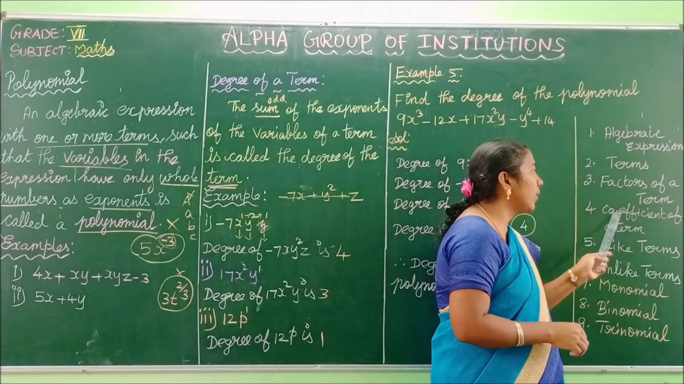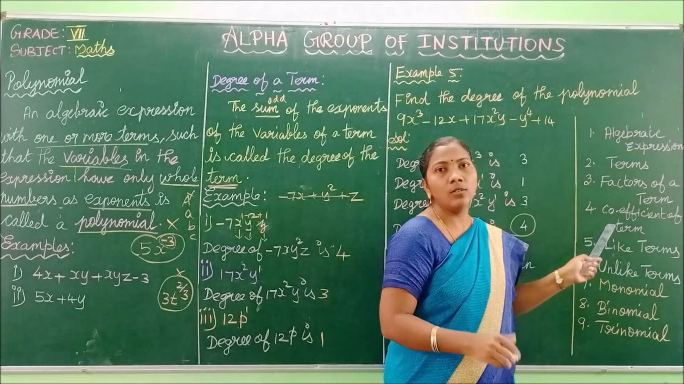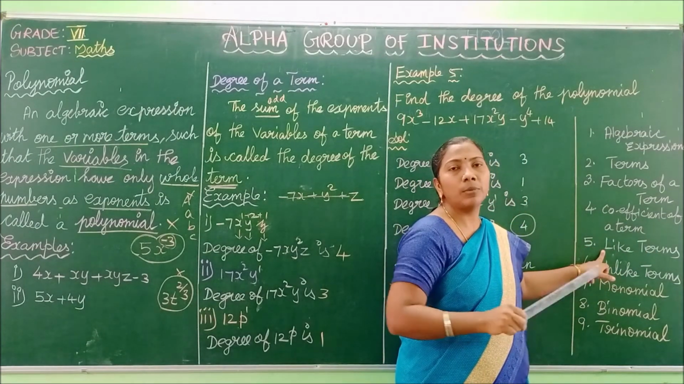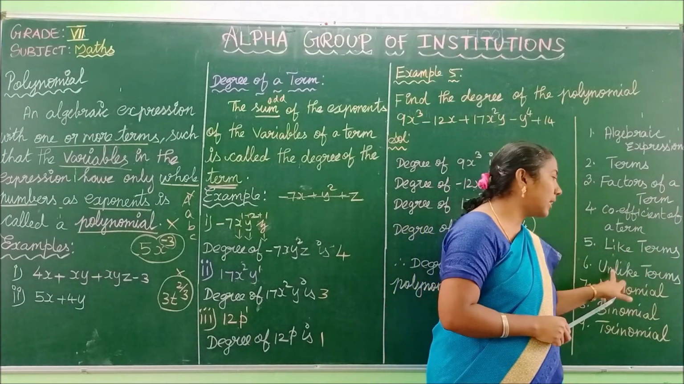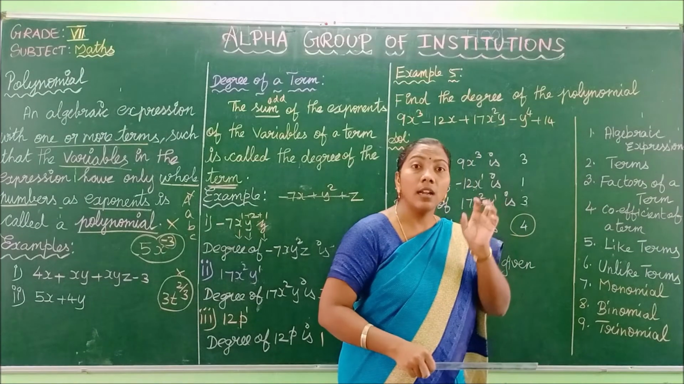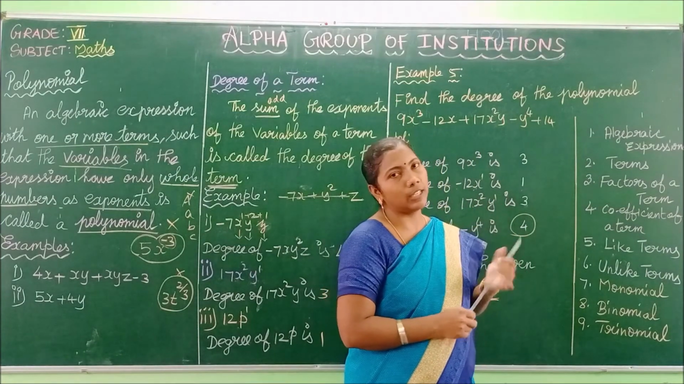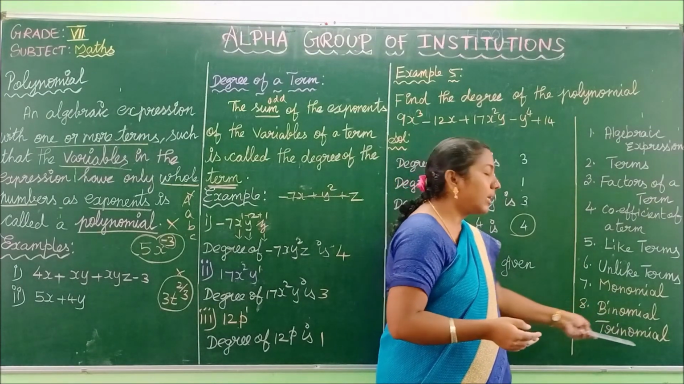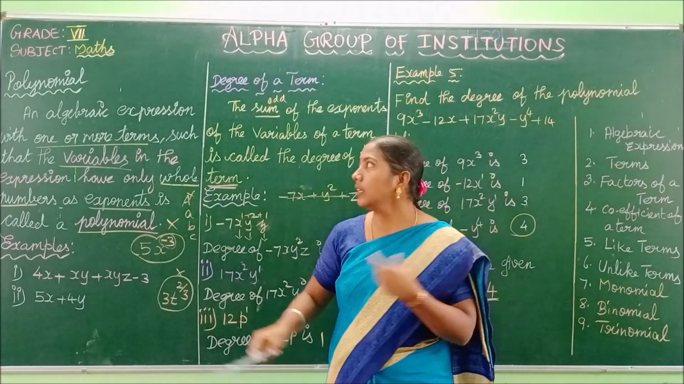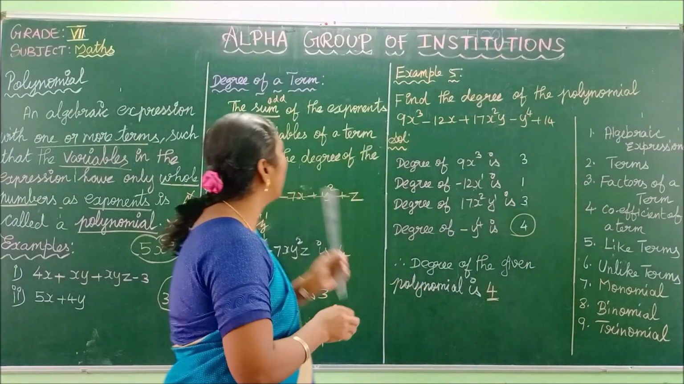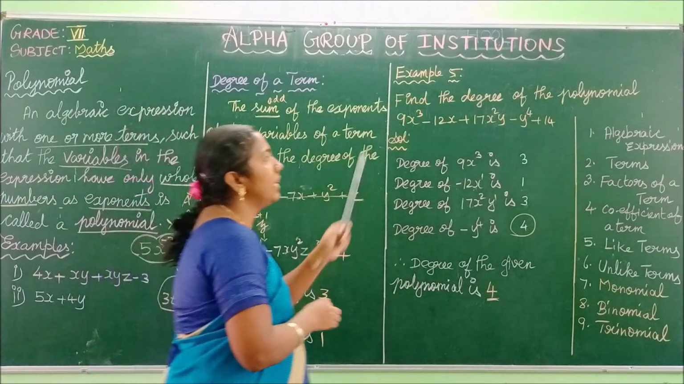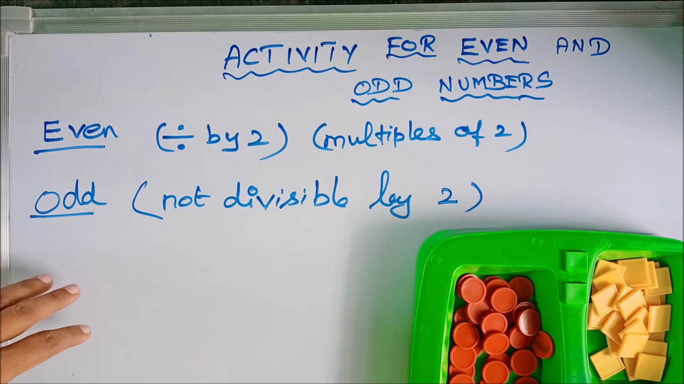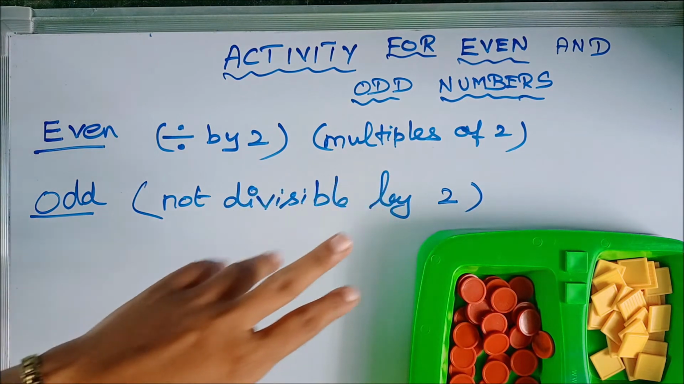Okay, next we have defined the coefficient of a term. We have seen one example for the coefficient of a term. And next, based on the terms, we have seen some types of algebraic expression. What are they? Like terms and unlike terms, and based on the number of terms we have some types of algebraic expression. They are monomial, which has only one term, binomial, which has two terms, trinomial, which has three terms, and next we have seen polynomial. We have already seen what is meant by polynomial, and the degree of a term and also the degree of the polynomial. It's clear, children?